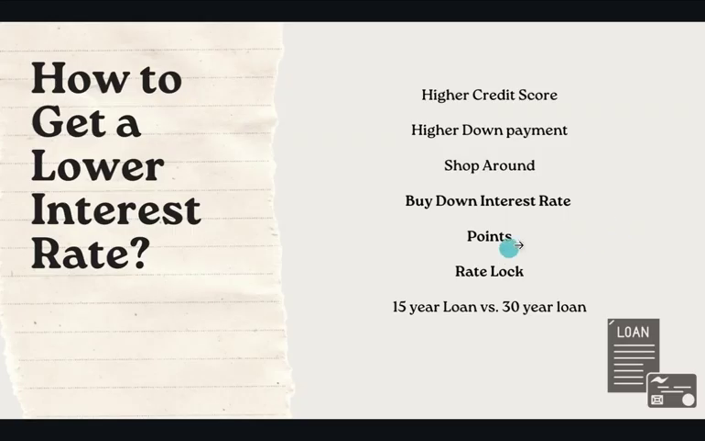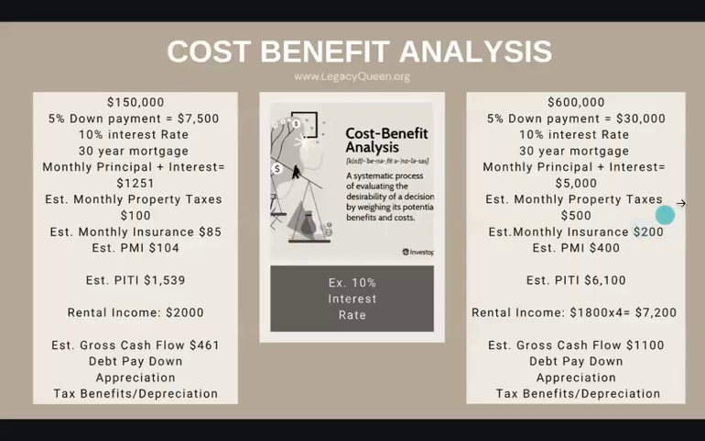A 30-year loan will have a slightly higher interest rate because you're taking longer to pay it, which means more risk. So I would say when it comes to interest rate, just do a cost benefit analysis in order to determine if the property still makes sense. If you can still make money on that property, then that's how you know it makes sense.